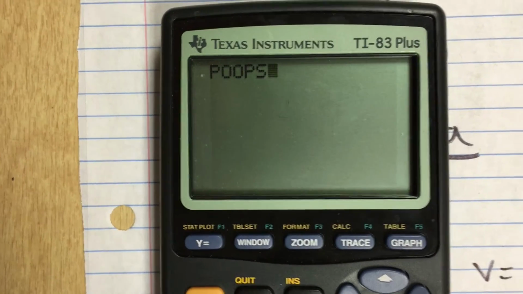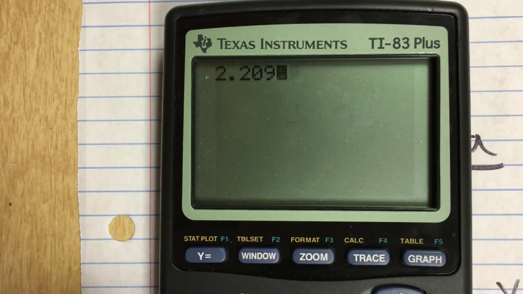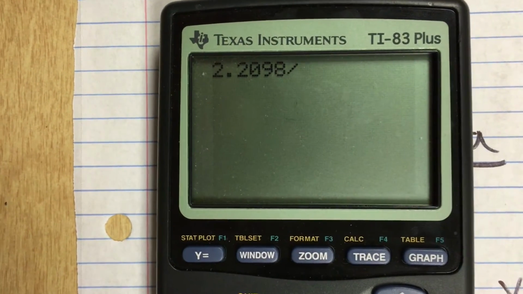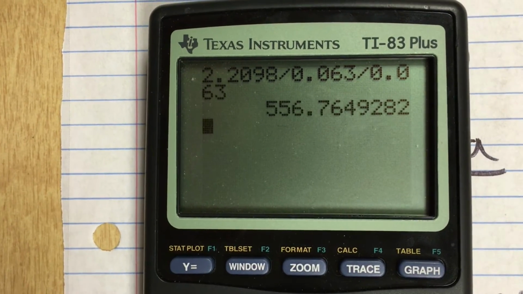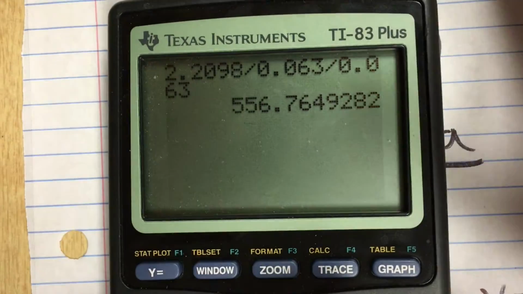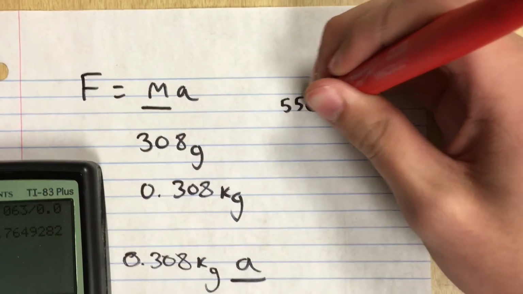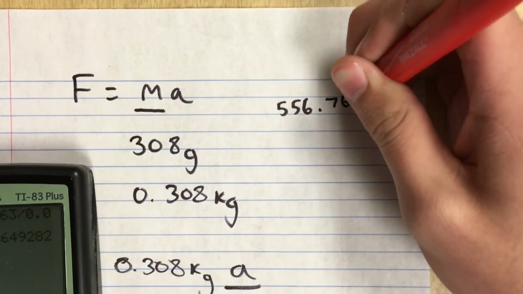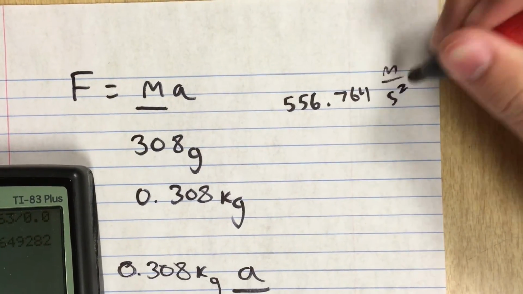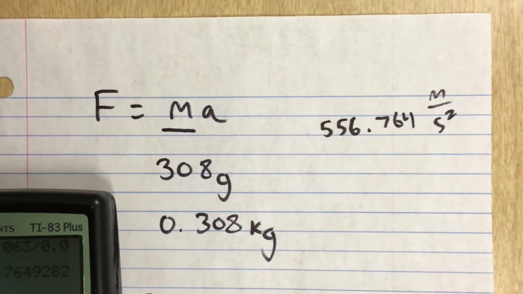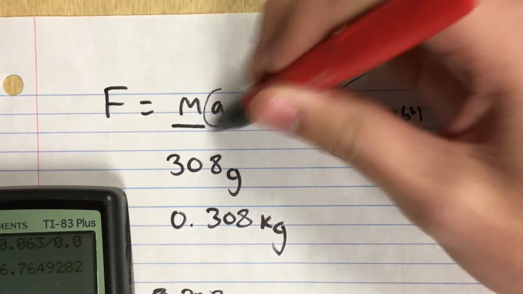So, with our handy dandy calculator, we can put in 2.2098 divided by our seconds, which was 0.063, twice, which will give us this number. This number, in turn, is 556.764, I'll just end it there, meters per second squared. So now that we have this, this whole value is acceleration.